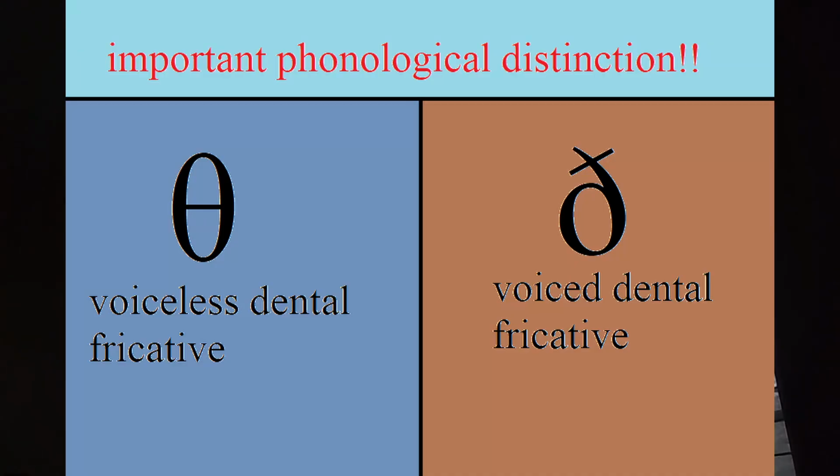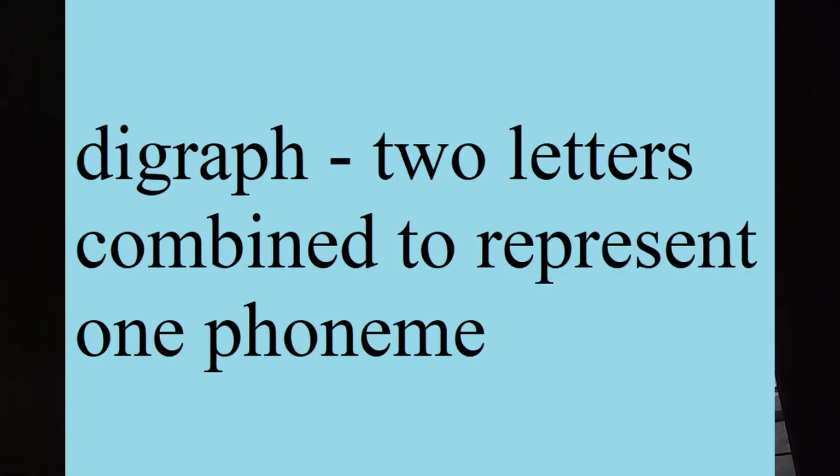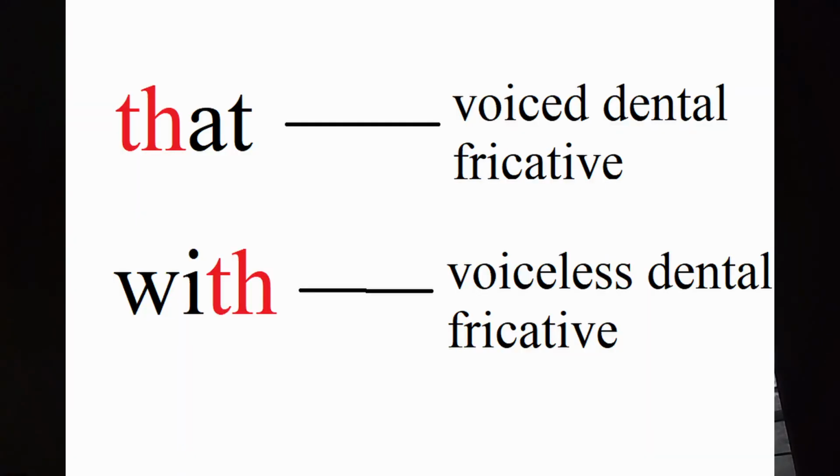Secondly, it creates an important phonological distinction between the voiceless dental fricative and the voiced dental fricative. In English, there are actually two different sounds that can be indicated by the th digraph. A digraph is just two letters combined to represent one phoneme, or sound. There is the voiced dental fricative, as in the word that, and the voiceless dental fricative, as in the word with. Notice the difference? It's a small difference, yet an important one.